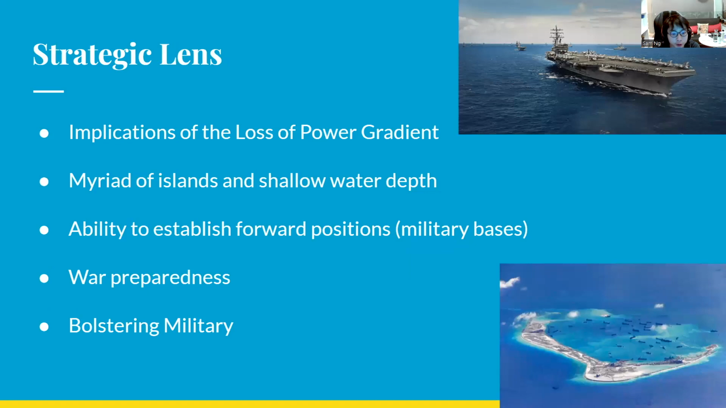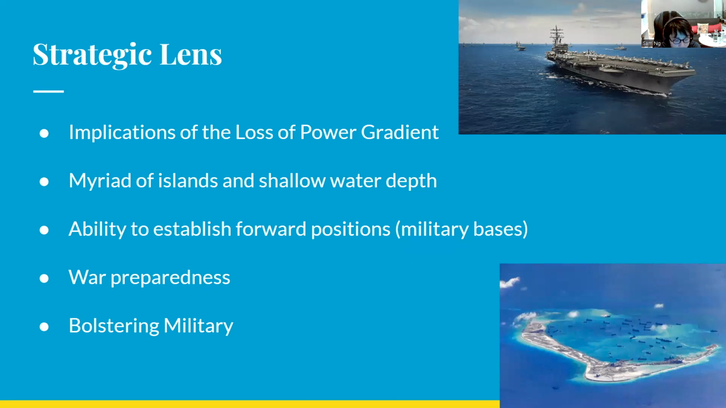Finally, let's look at the strategic lens. Looking at the South China Sea through a strategic lens, the theory of the loss of power gradient plays a major role. Now, this is a theory that states that the further a country is away from a conflict, the weaker it is when participating in said conflict, hence the gradient, and further states that this gradient is nullified by establishing forward positions.